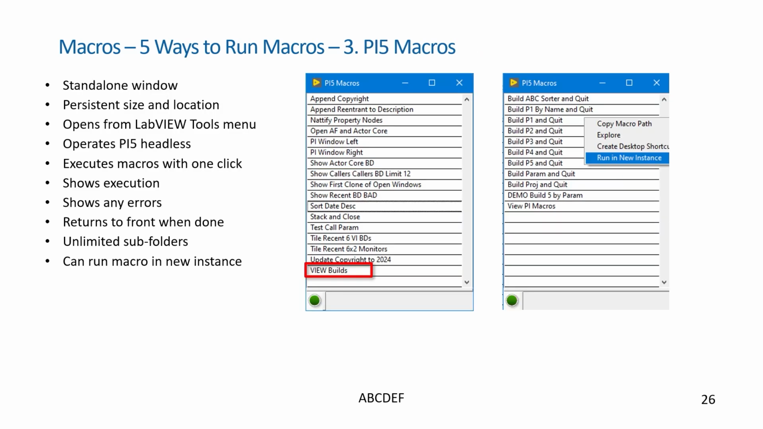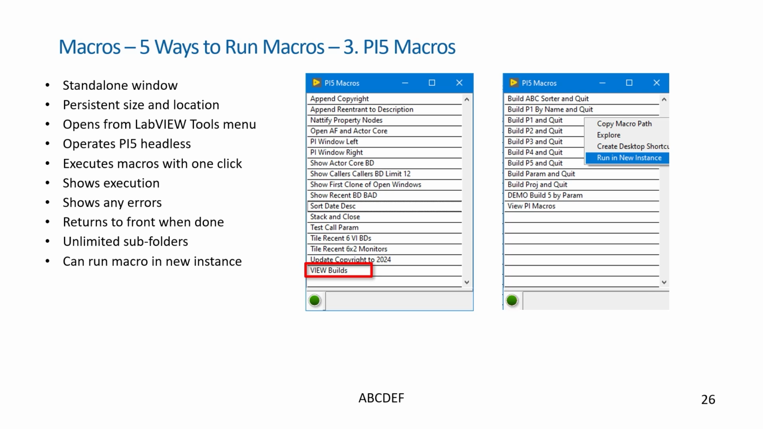Pi 5 macros window executes macros in a single click. This is a standalone window with a persistent size and location. It can be opened from the main LabVIEW tools menu without the Pi 5 window open. This means that Pi 5 can be operated headless.